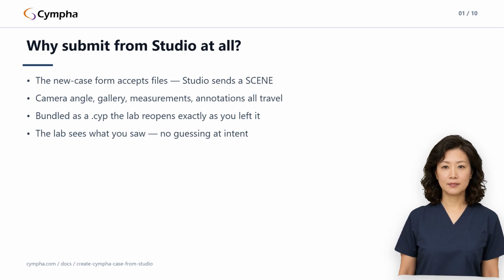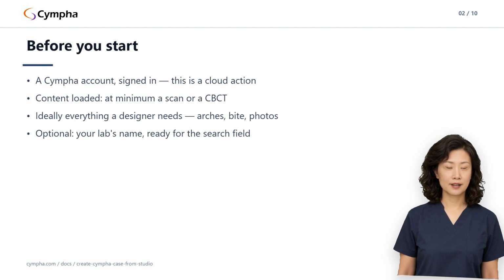Three prerequisites. First, a Cympha account, signed in. Create Cympha Case is a cloud action. Anonymous Studio sessions are sent to sign in. The sign-in lives on the hamburger menu's Cympha sign-in button. When you're in, it shows your email.